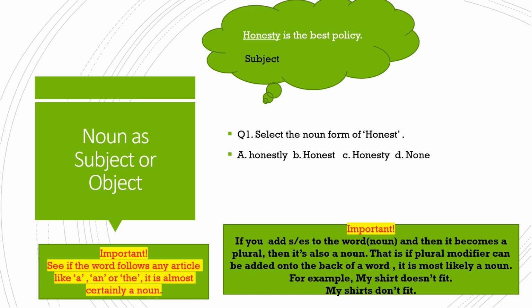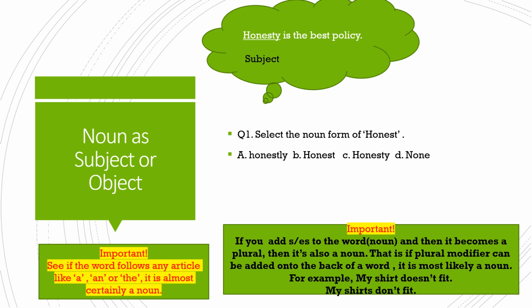Right in front of you on the screen, you can see a question. Select the noun form of honest. There are options: honestly, honest and honesty. If you have to identify a noun in a sentence, you have to see whether that noun is working as a subject or object, because usually we see that a noun functions in a sentence either as a subject or as an object.